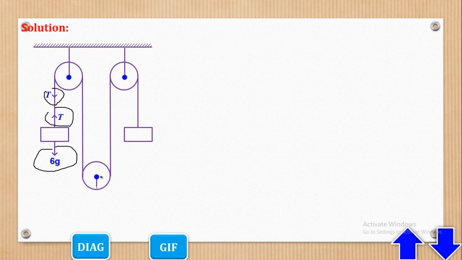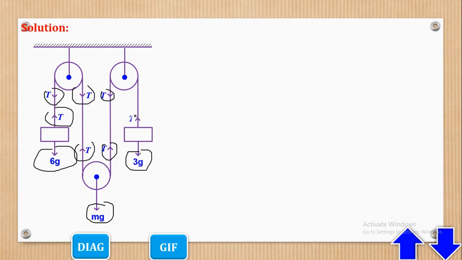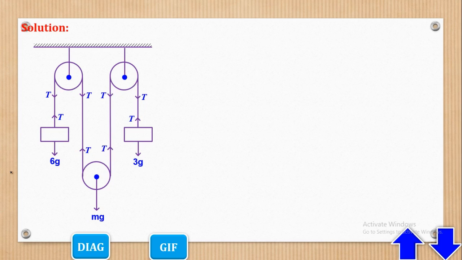Then for this one, let m be the mass, so the weight will be mg, therefore tension here will be up and tension here will be downwards, tension here will be up and here it will be downwards. Then for this one, weight is downwards, tension is upwards, here it will be downwards. So those are the forces, but remember they told us that this mass neither moves up or down.